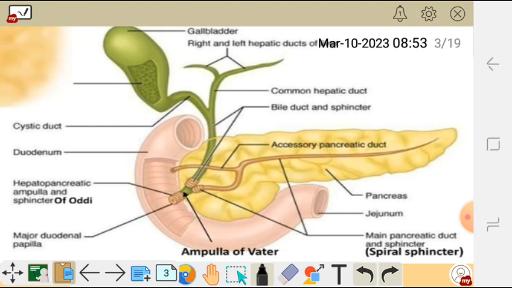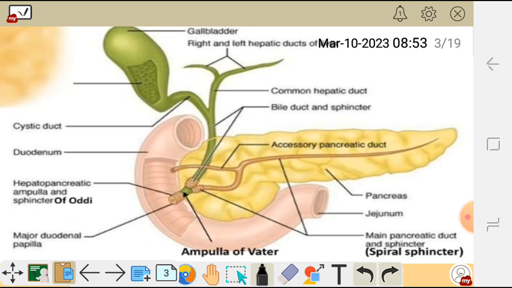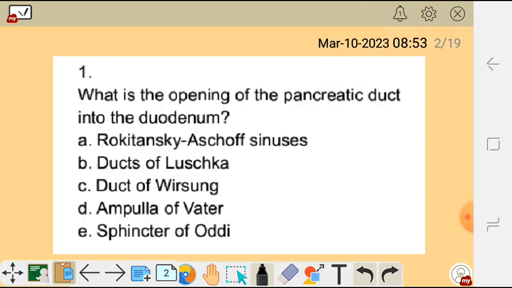And we have the duct of Lakshka. Now that duct is an accessory duct which connects the cystic duct of the gallbladder to the liver somewhere there. And the duct of Weisag is simply the main duct of the pancreas.